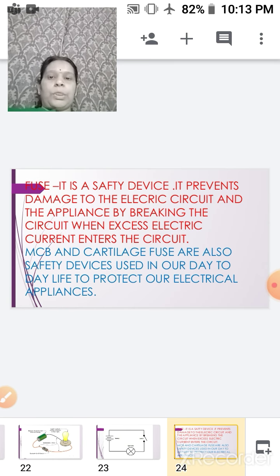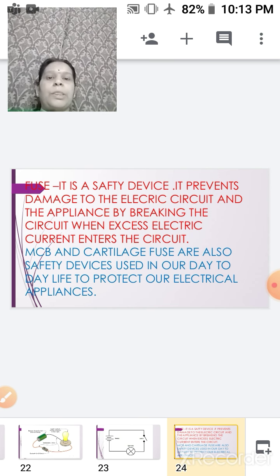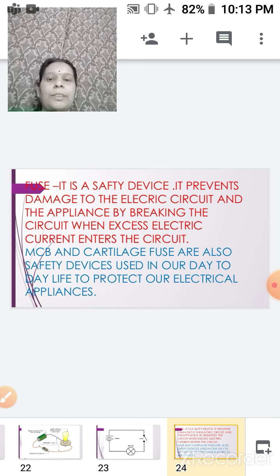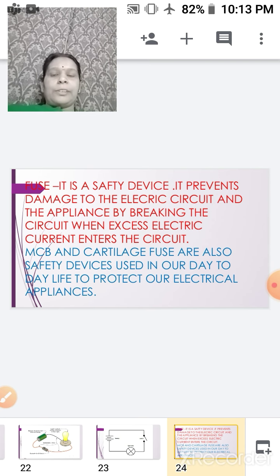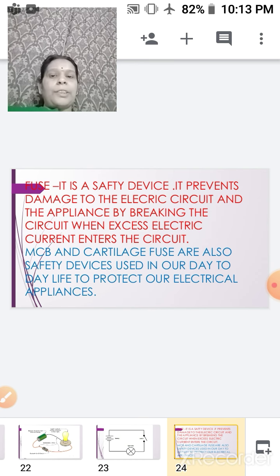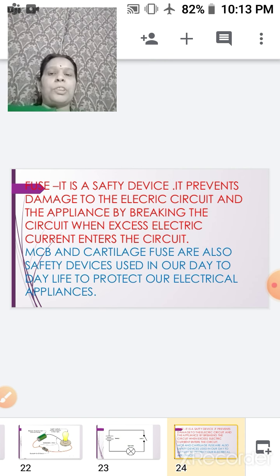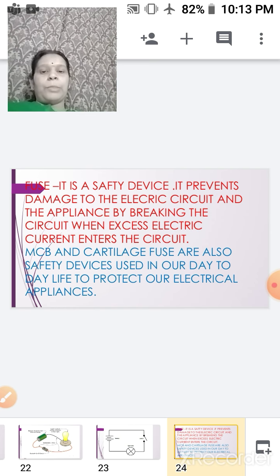Now what is a fuse? The next important thing: it is a safety device which prevents damage to the electric circuit and the appliances by breaking the circuit when excess electric current enters the circuit. So when the current is flowing, and if excess current flows within the circuit, it stops it so that there is no damage to the appliances. Nowadays we are using MCBs, and even the cartridge fuse is used in many devices, so that it can be stopped there only, and we can protect our electrical appliances from damage.